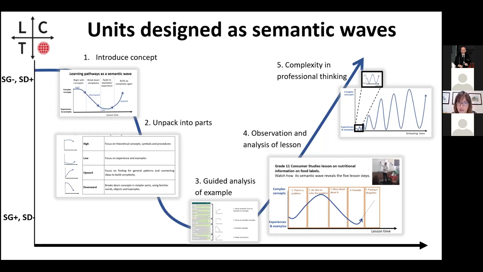So we generally introduced a concept, introduced a key choice that teachers have to make. We unpacked that choice, looking at options, looking at the different ways in which one could have possibilities that perhaps the students hadn't thought of. We took them through a guided analysis of some sort of artifact of practice. We then gave them opportunities to observe recorded lessons and analyze those lessons in terms of the concepts and in terms of the choice that that teacher had made in relation to that knowledge in that context. And then we took it upwards in terms of what does this mean for understanding the professional thinking that informs teaching practices.